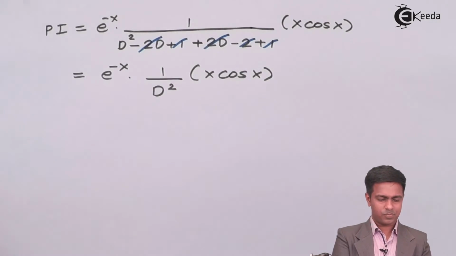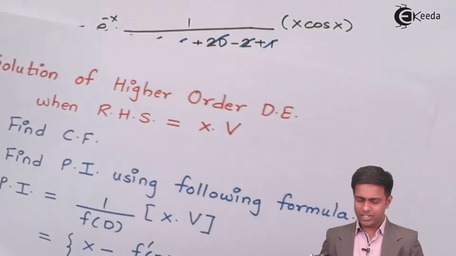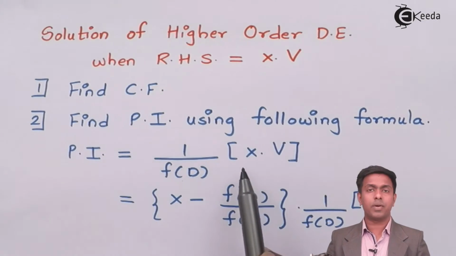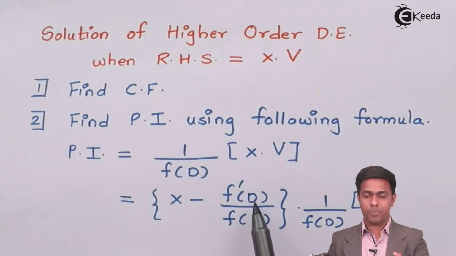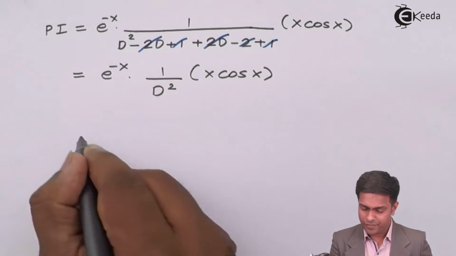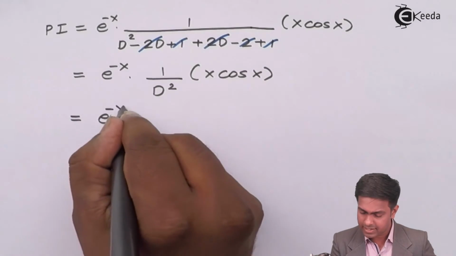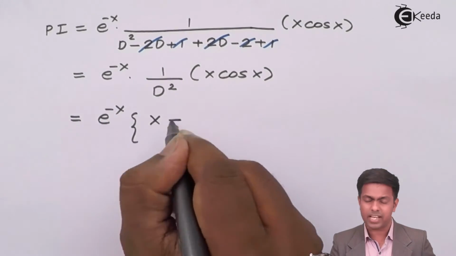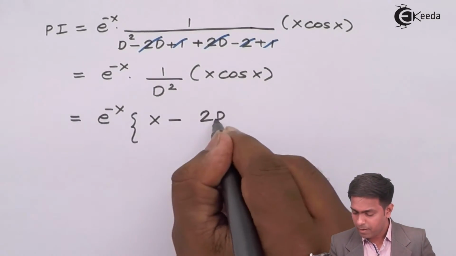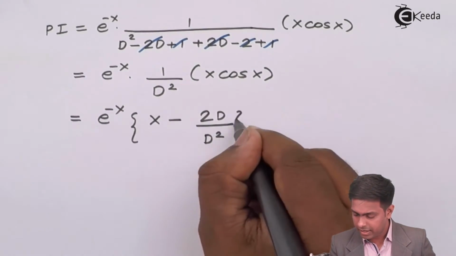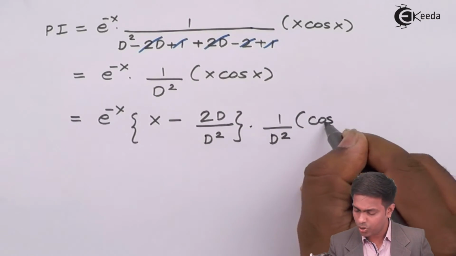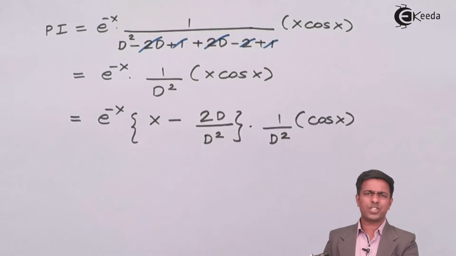So here is the rule of x into v. If we have x into v, the answer is given by x minus f dash of d upon f of d into 1 upon f of d into v. So guys, here we'll say it is e to the power minus x in bracket x minus f dash of d. So the derivative of this d square is 2d upon d square into 1 upon d square into cos of x. So v is cos of x.